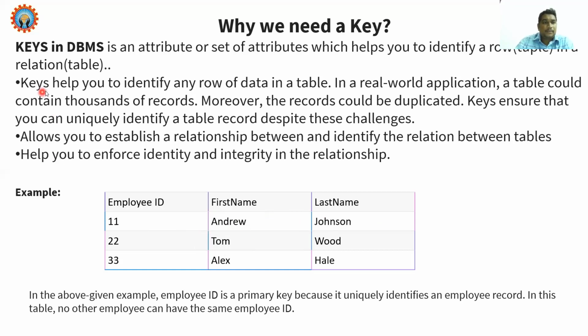Next, keys help you to identify any row of data in a table. Already we discussed that in a real world application, a table could contain thousands of records. If there are more records, there will be a possibility of duplication of data. If you implement the key constraints, automatically you can identify the particular record. Moreover, the records could be duplicated. Keys ensure that you can uniquely identify a table record despite these challenges.